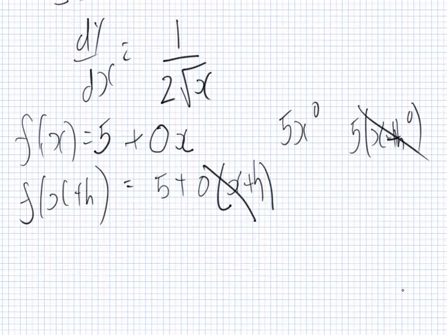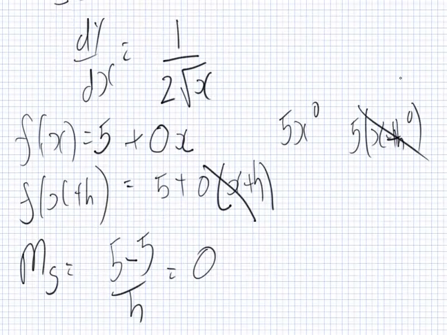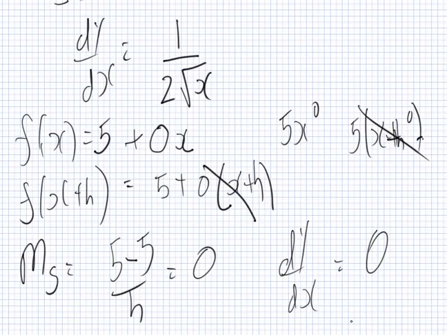Anyways, that aside, we can use our formula now. So it would be f(x plus h), which is 5, minus 5 over h, which is 0. So in other words, there it is, dy/dx is 0. And again, those who have done calculus, derivative, you know that the derivative of a constant is 0. Okay.